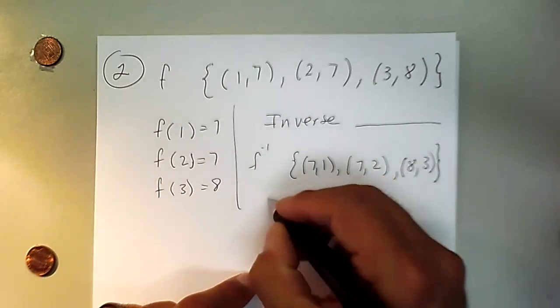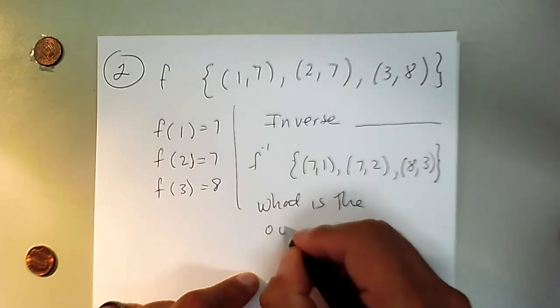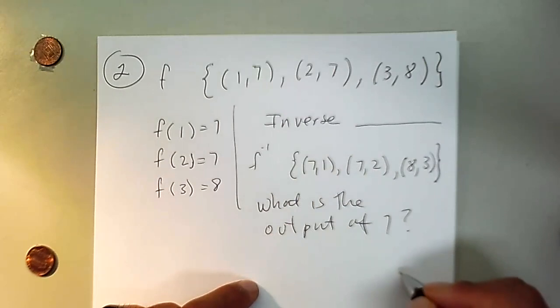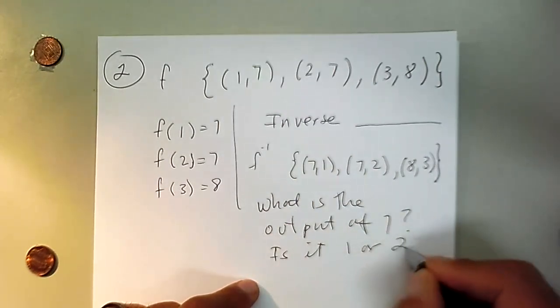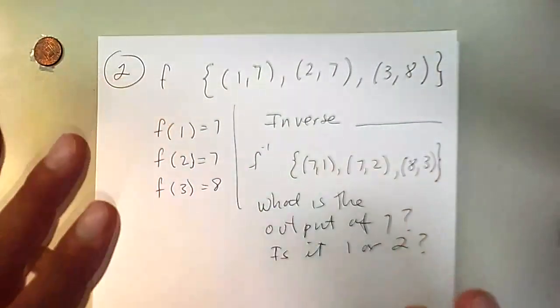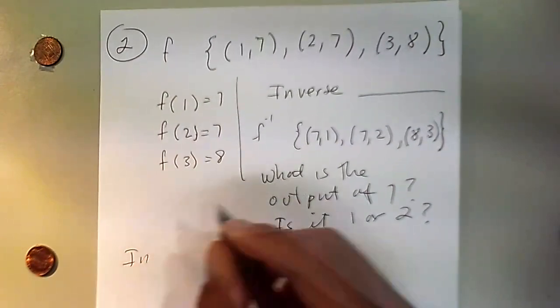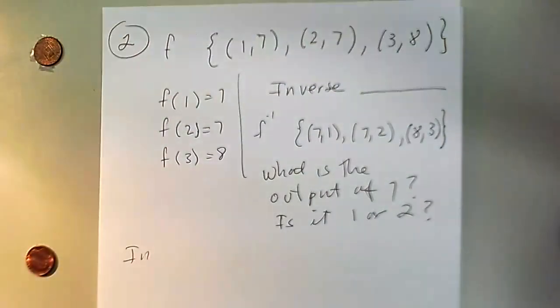Okay, so the question is, what is the output of 7? Is it 1 or 2? And we cannot say, well, it's both. No, in a function, the outputs are unique. So this is a definition that we have. It's not a fact. It is a fact only because we made it a fact, in the sense that we are making it a definition.